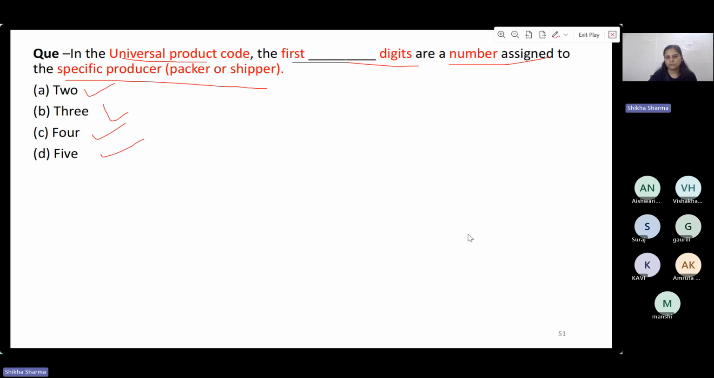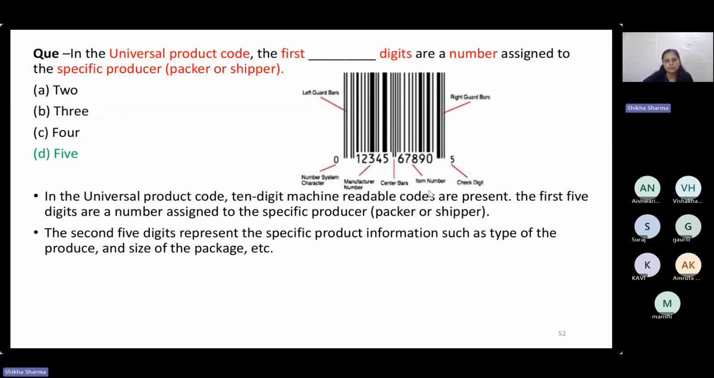E. Suraj, okay, first five digits. You are correct. Five digits should be there telling the specific producer. So basically, the universal product code is 10-digit machine readable. The first five digits are for the specific producer or the package shipper. The second five digits are about product information, such as the product shape or which type of product it is.